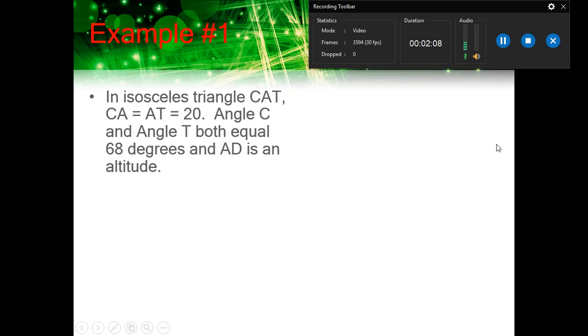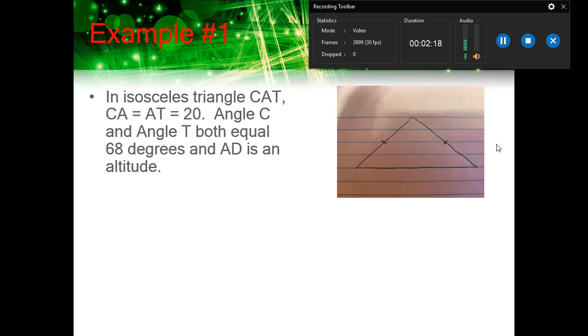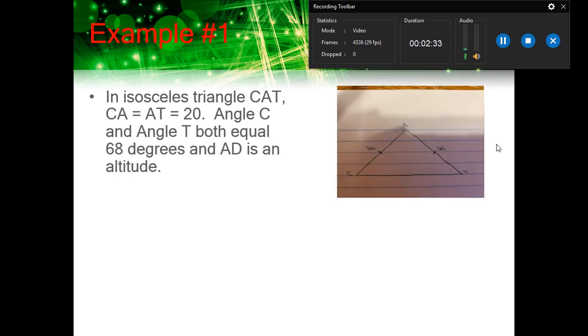For our first example, we have an isosceles triangle CAT, and they're telling us that side CA and side AT are the same and they both equal 20. So I'm going to start with my isosceles triangle. I did mark the two congruent sides. Right now you have to decide where you're going to place C, A, and T, but it looks like A is a shared point, so I'm going to place that at the top of the triangle, like this. I did label the sides both as 20, and then I did locate C and T.